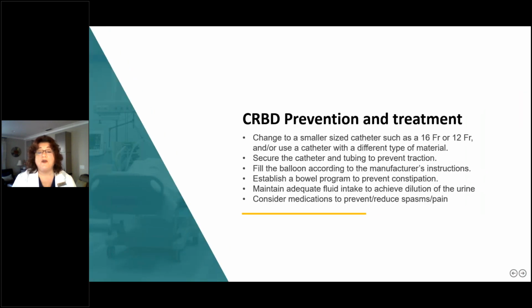So prevention and treatment, you want to use the smallest size catheter that you can get away with, and that would be a 16 or 12 French. And you want to use the catheter with different types of material based on what the patient's needs are. So securing the catheter and again, the tubing to prevent traction is another way to decrease that pain.